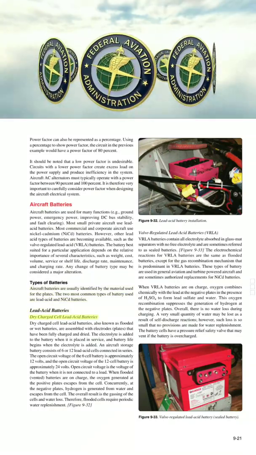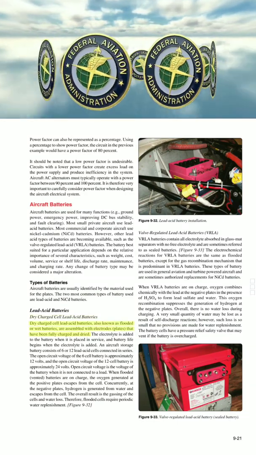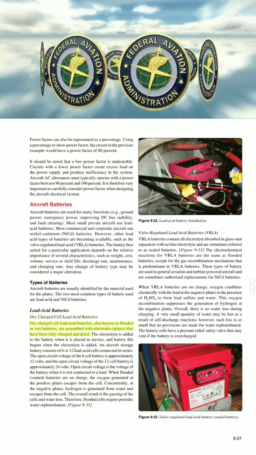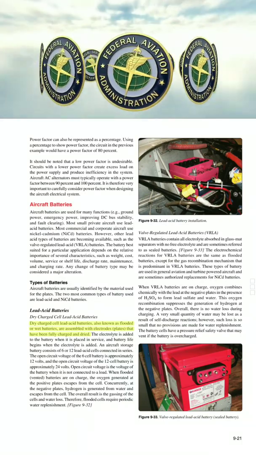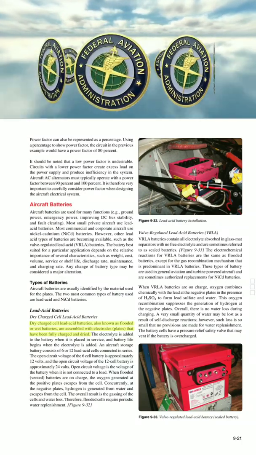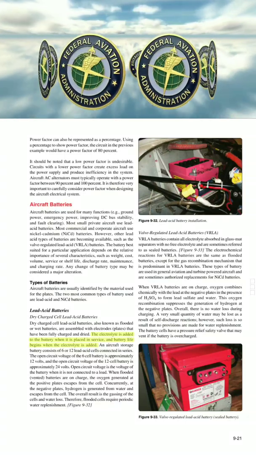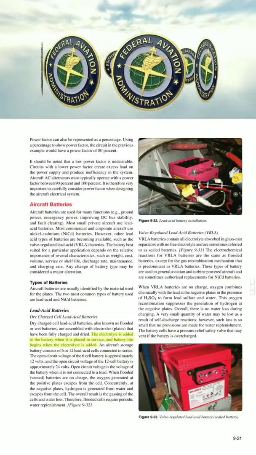Lead-acid batteries. Dry charged cell lead-acid batteries, also known as flooded or wet batteries, are assembled with electrodes, plates, that have been fully charged and dried. The electrolyte is added to the battery when it is placed in service, and battery life begins when the electrolyte is added.